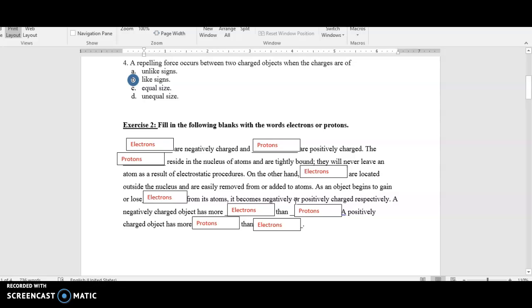In the following exercise, we will be asked about which particles are not involved in the charging process. They are the protons because they reside in the nucleus of the atoms and are tightly bound to it. They will never leave an atom as a result of electrostatic procedure. Concerning electrostatic procedure or attraction and repulsion, protons could not leave the nucleus.